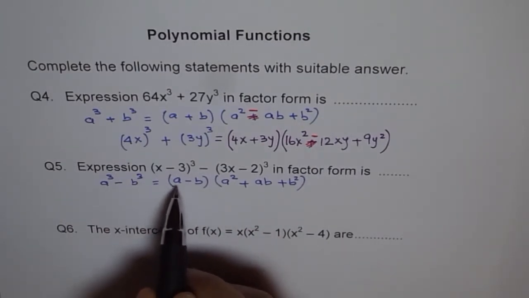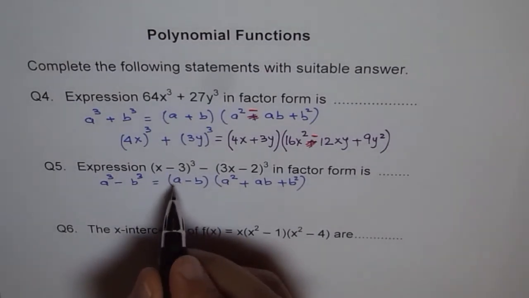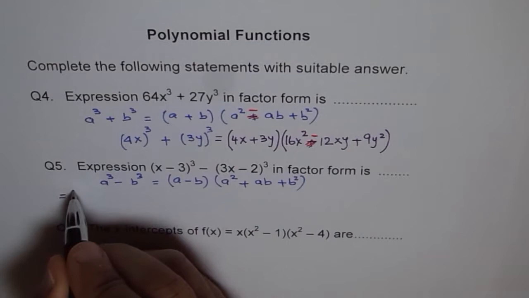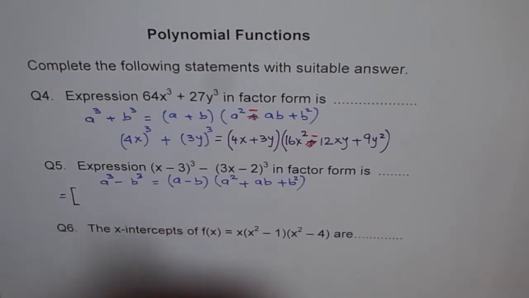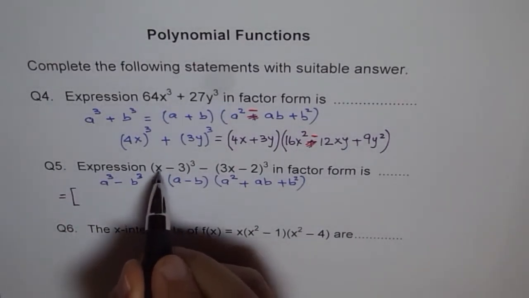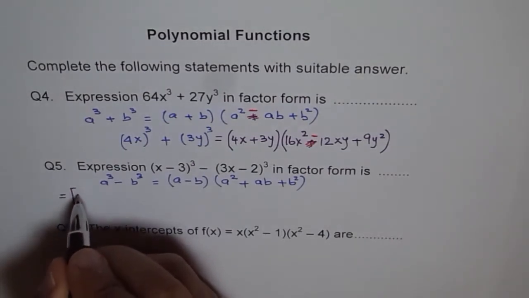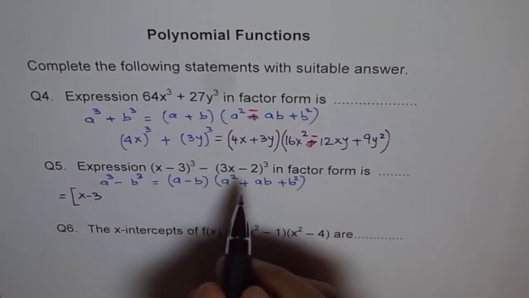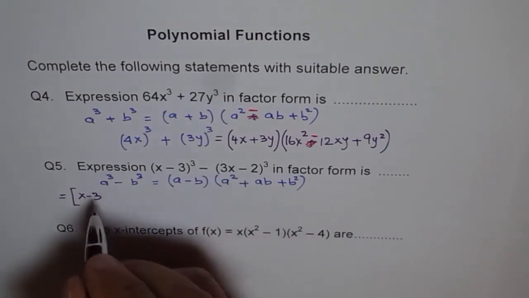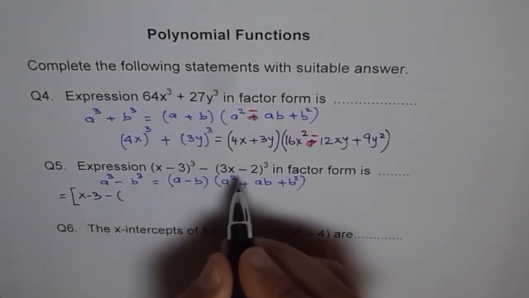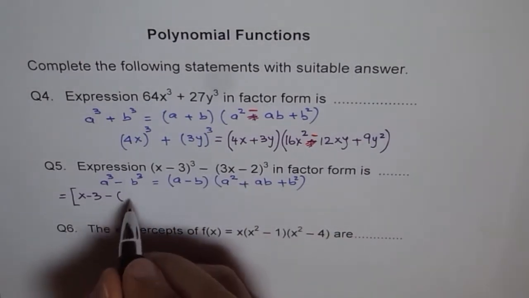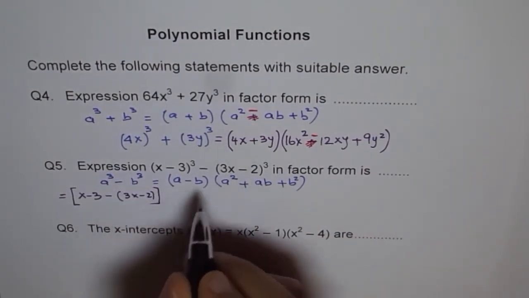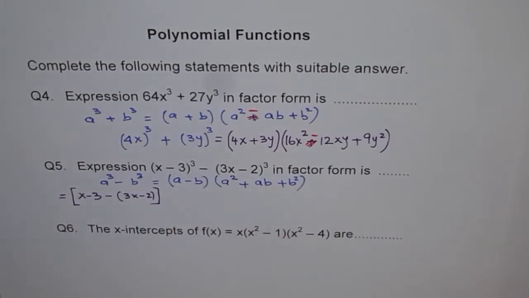So instead of a, we'll write x minus 3, right? I'm trying to factor this here in the limited space I have. So let me use square brackets. So instead of a, I want to write x minus 3. So I got x minus 3 here, and minus b, which is 3x minus 2, is my second term. And this is my first factor, a minus b, okay?